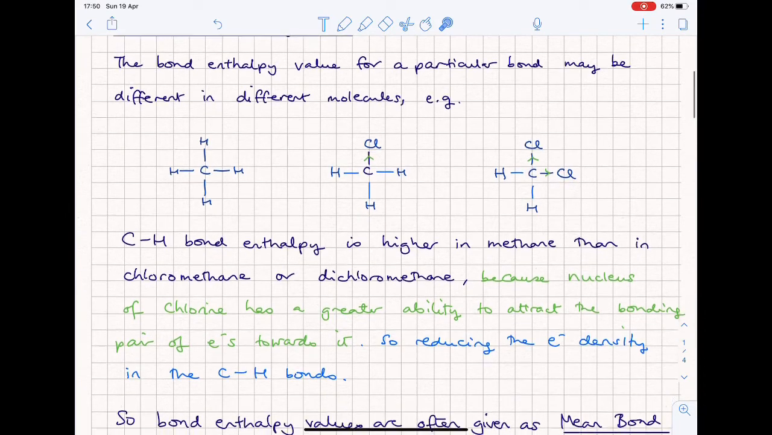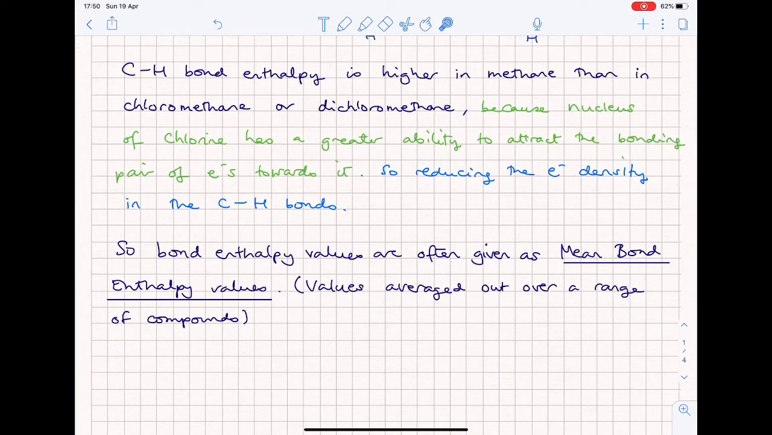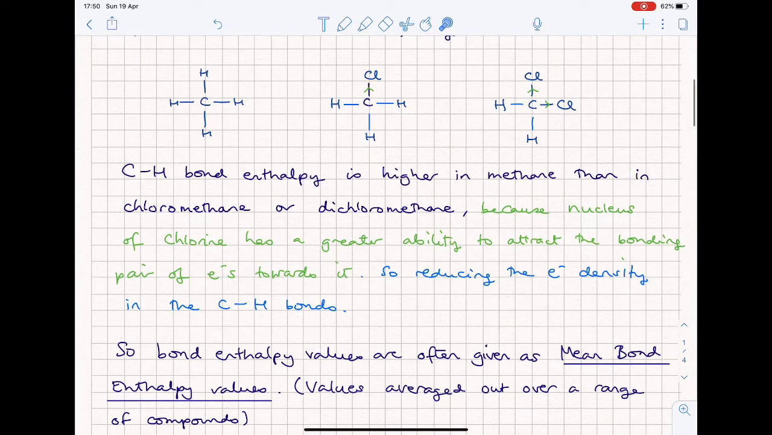So knowing that, we need to use mean bond enthalpies or average bond enthalpies when we calculate enthalpy changes of reaction using bond enthalpies, because there'll be a numerous number of different bond enthalpies for one particular type of bond. In some cases, for example, in the case of carbon-chlorine bond, there will be lots and lots of different values of carbon-chlorine bond enthalpies because carbon-chlorine bonds can exist in many different molecules.